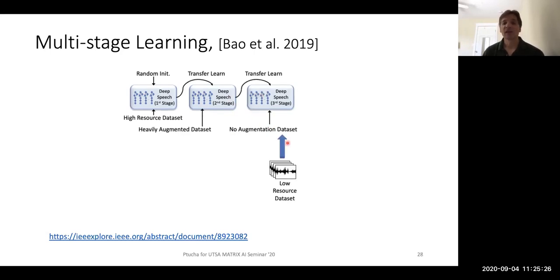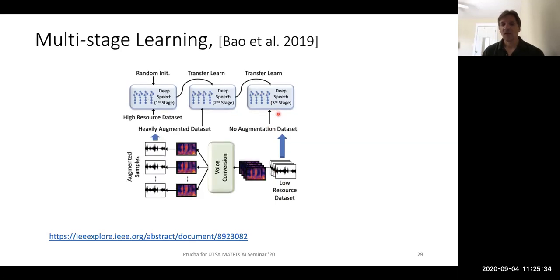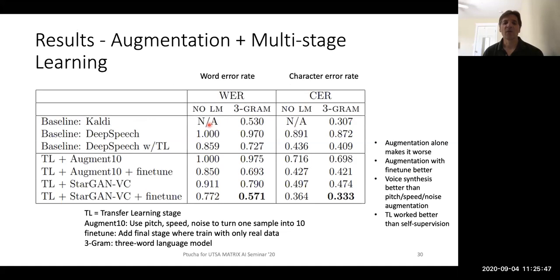When we do learning like that, the low-resource data set is only used for training in that final fine-tune stage. But for example, the voice conversion, the speed, the pitch, or the noise data augmentation, all that stuff is heavily used in this second stage over here. And when we do that, we get great results.